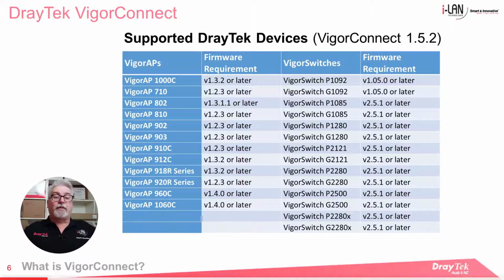Here we have a list of currently supported devices that can be managed by VigorConnect version 1.5.2. For APs, it includes all models other than the older Vigor AP 700, 800 and 900 models. Note there's a firmware requirement there, so make sure all devices have the latest firmware installed. You'll also find this list on the VigorConnect product page on our website.